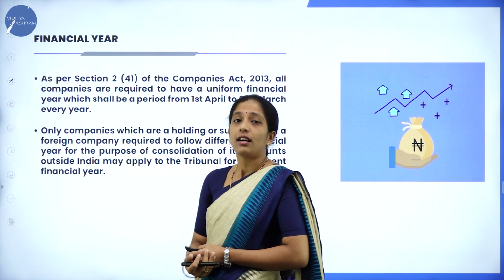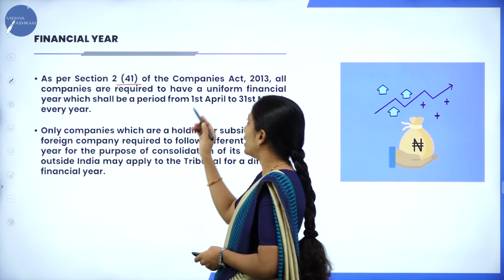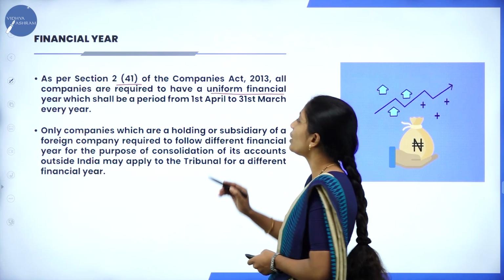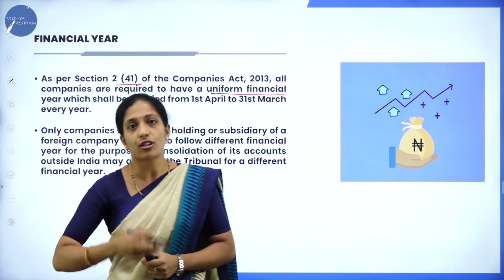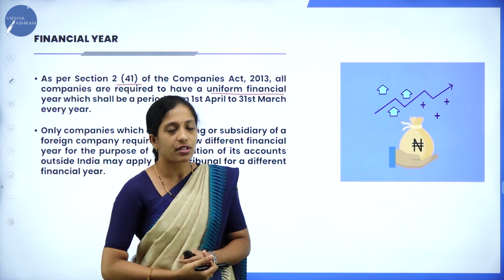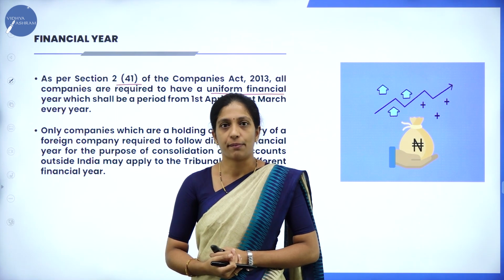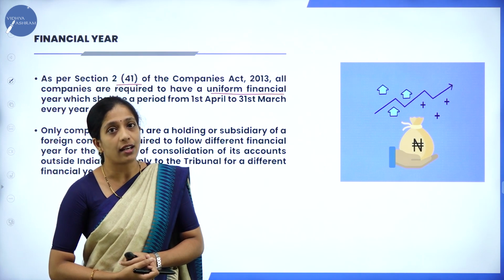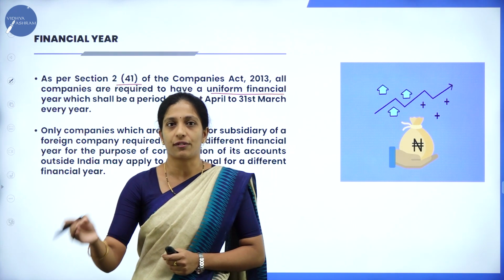Now let us see what the financial year is. As per Section 2, subsection 41 of the Companies Act 2013, all companies are required to have a uniform financial year. In your first PUC, you have learnt about the accounting period concept. As per the Companies Act 2013, our accounting period should begin from 1st April and end on 31st March. Certain countries might follow the calendar year, where they follow the accounting year from 1st January to 31st December.